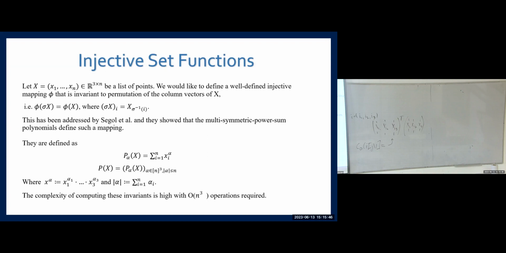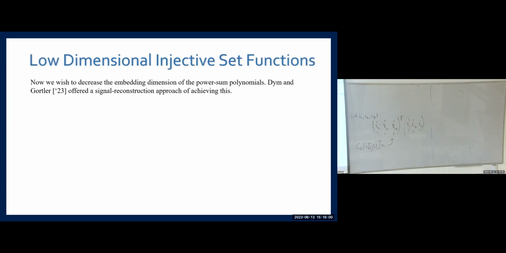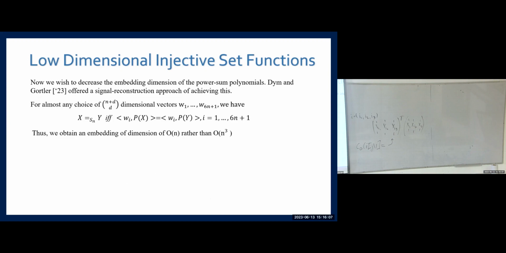Right, so I said earlier, point clouds are just sets of points. So when we're embedding point clouds, we're just embedding sets, but just disposing of the orthogonal. How do we improve this? We want to decrease the embedding dimension of these power sum embeddings. What can we do? We can actually just sample them.